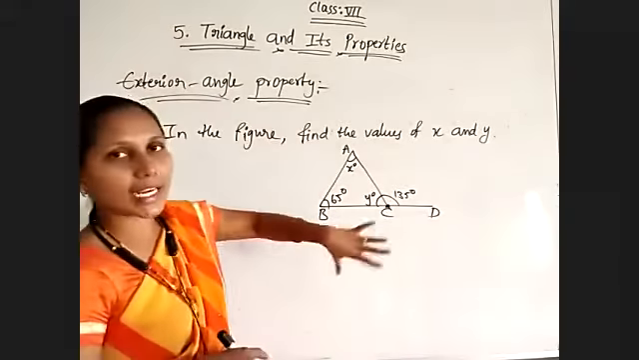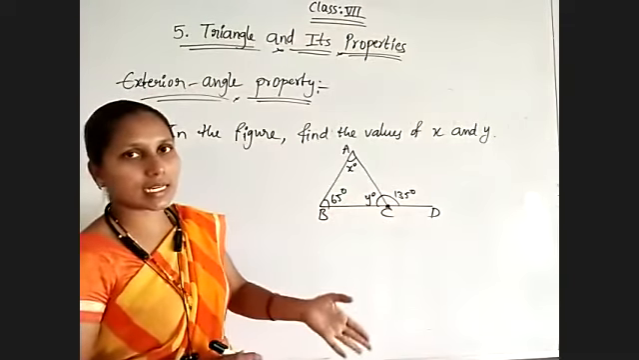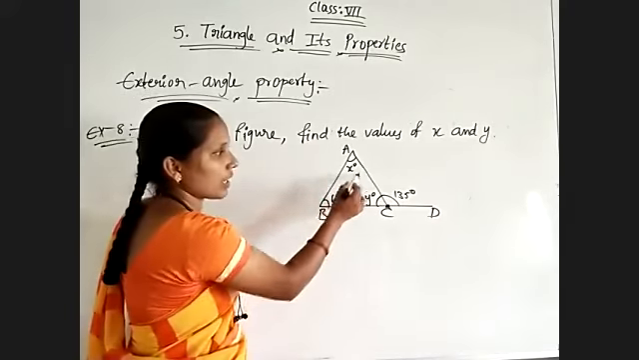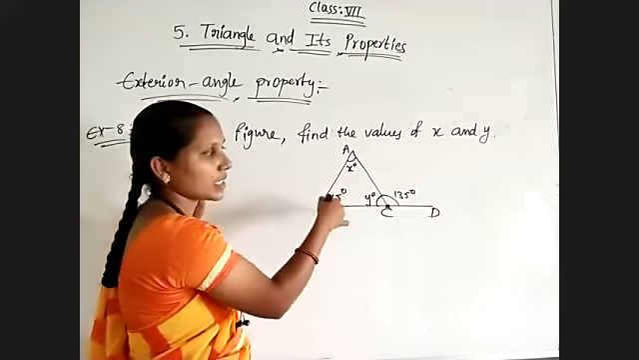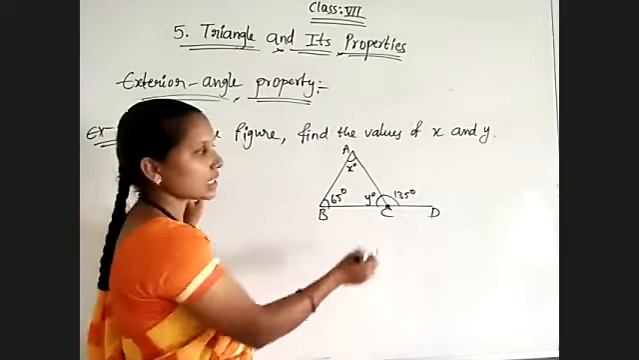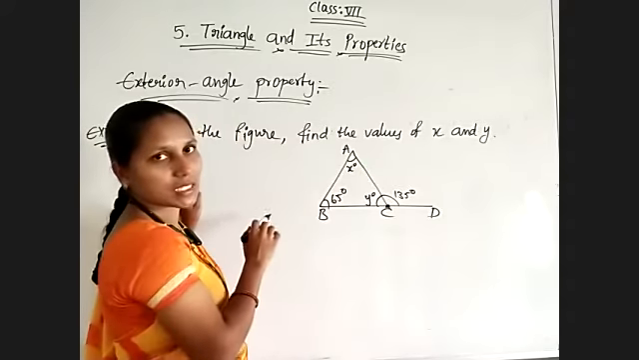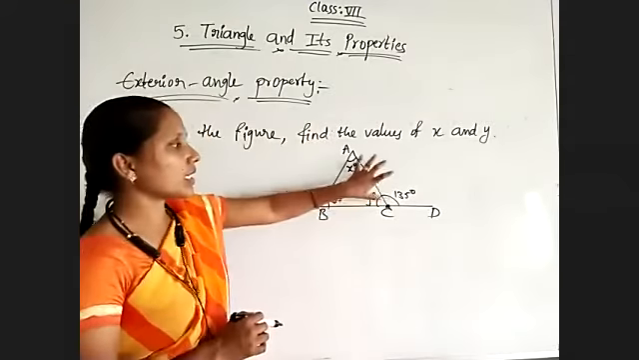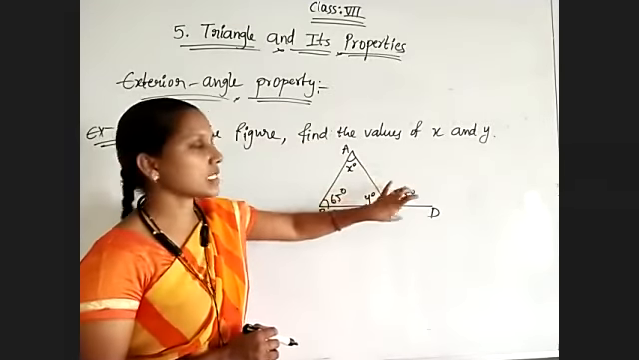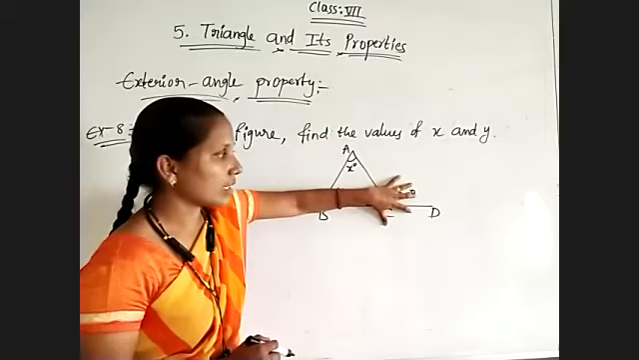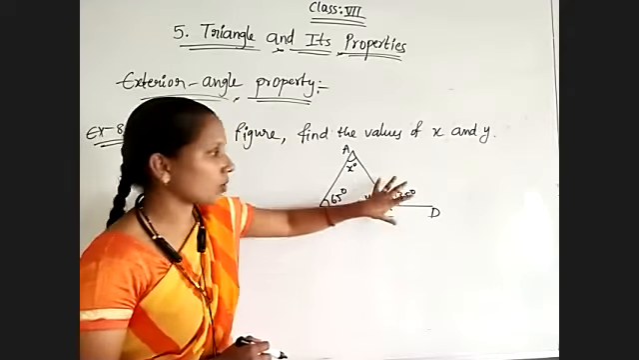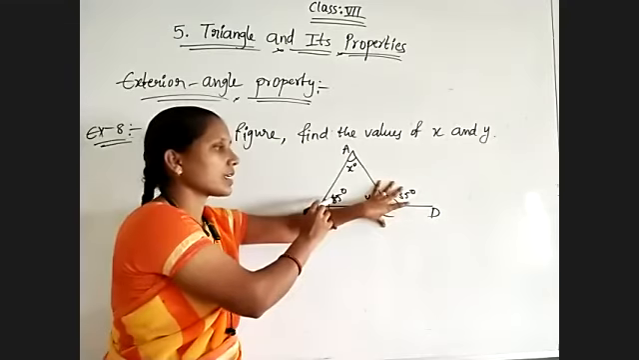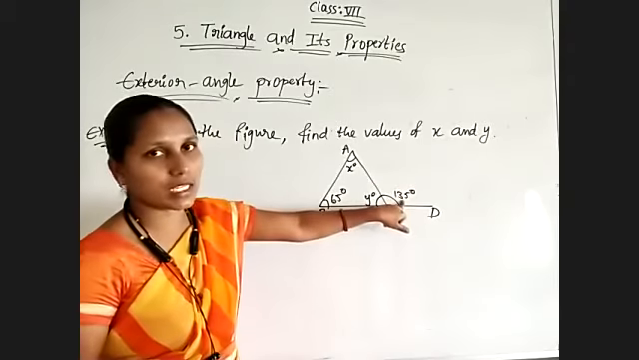So here identify what are the given interior angles and exterior angle in the figure. X, Y, 65 are the interior angles of triangle ABC and 135 degrees is the exterior angle of triangle ABC. So we have the exterior angle property that the exterior angle of a triangle must be equal to the sum of two opposite interior angles, that is x plus 65 is equal to 135 degrees.